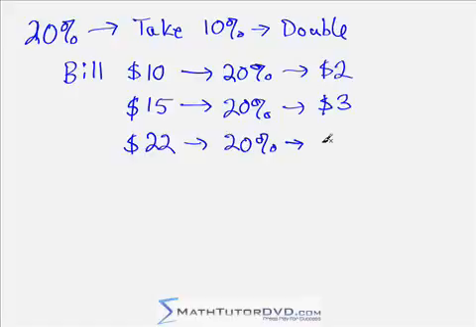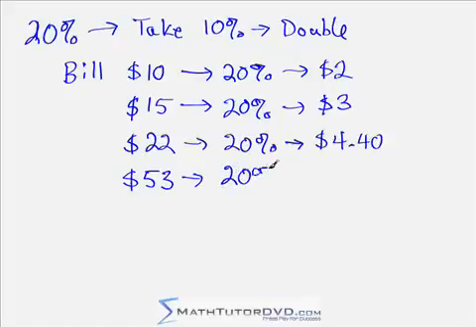Well, first I calculate 10%, so I move the decimal. 10% is $2.20. If I double that, it's going to be $4.40. And finally, what if I had a bill of $53 and I wanted to do a 20% tip?